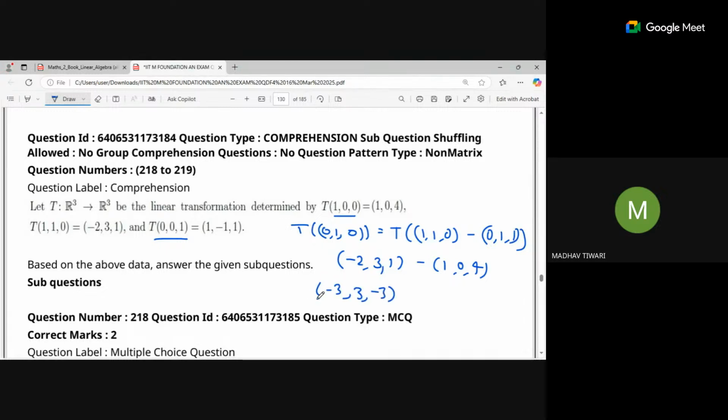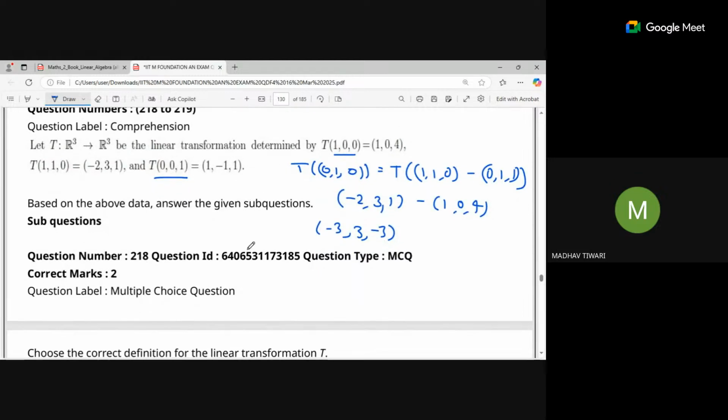The general form is not given, so we have to find it for x, y, z. Here I wrote the first vector wrong. It should be (1,0,0), right? Yes, I missed it.